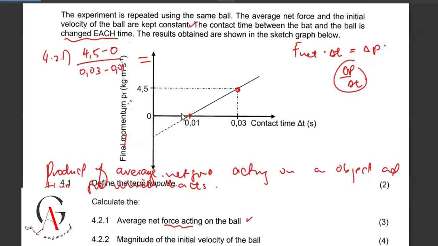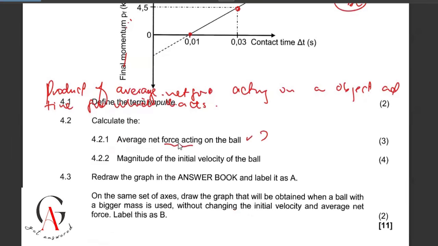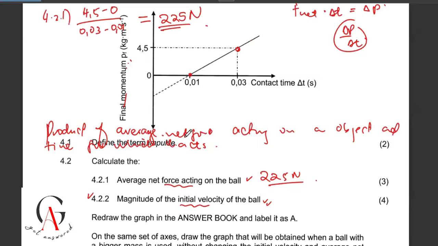What does this give me? It gives me a 225 newton force. So that is what we have here, 225 newtons. And then 4.2.2, they want us to get the magnitude of the initial velocity of the ball.